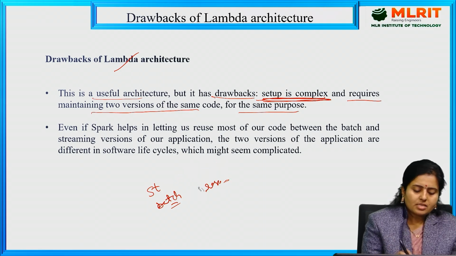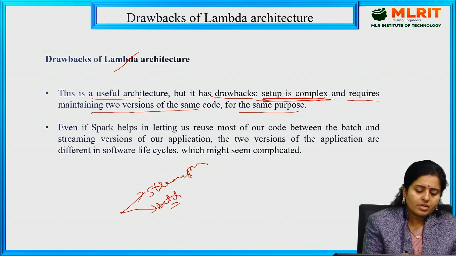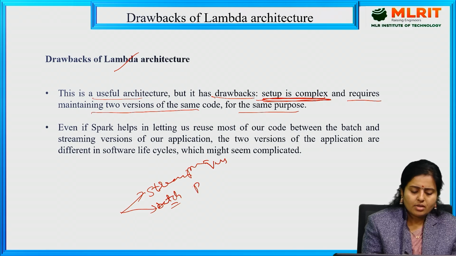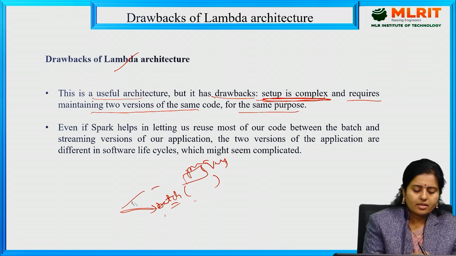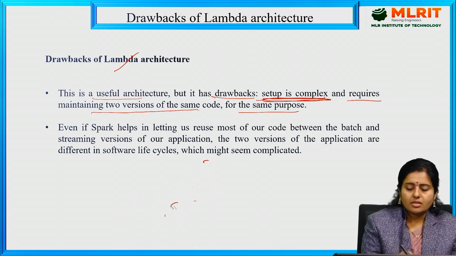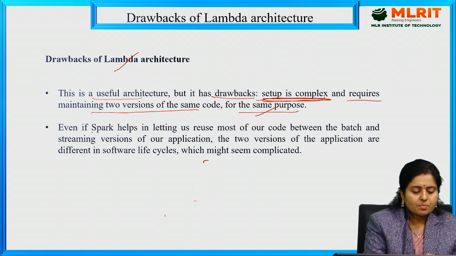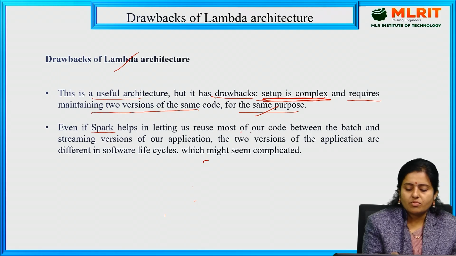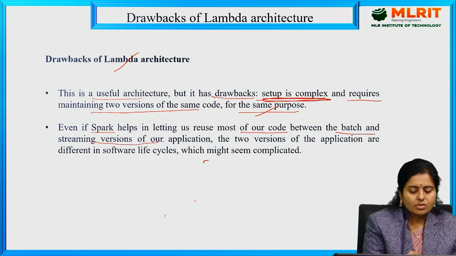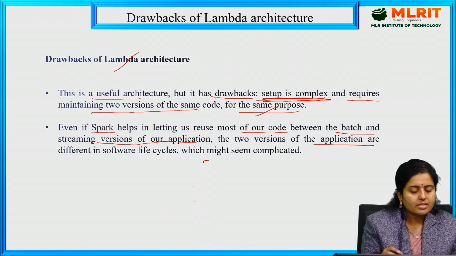Here, as a part of processing, we are dividing our code into two versions, right? A stream processing model version and a batch processing model version. So we have to maintain two versions of the same code. The code is the same, but we have to handle two versions of it. That is the reason it is complex, and we are doing it for the same purpose. Even if Spark helps us reuse most of our code between the batch and stream versions of our application, the two versions of the application differ in software life cycle, which might seem complicated.